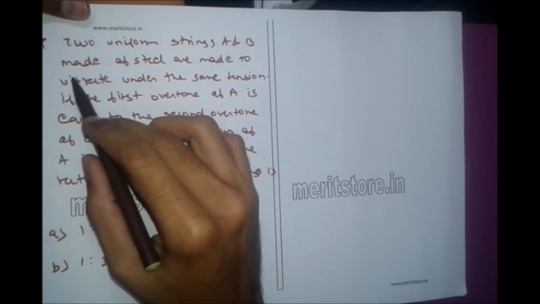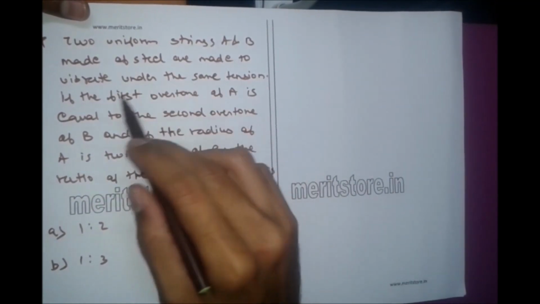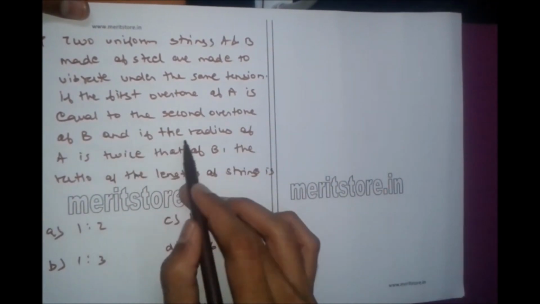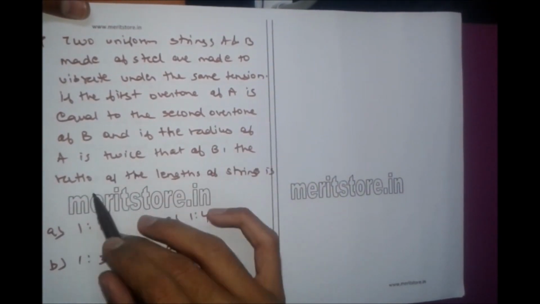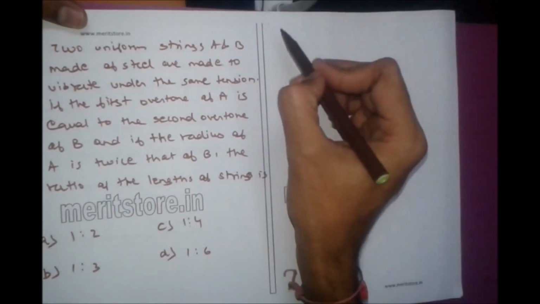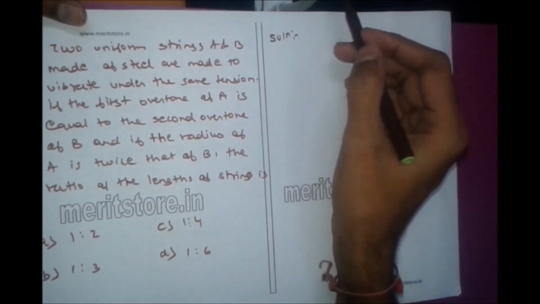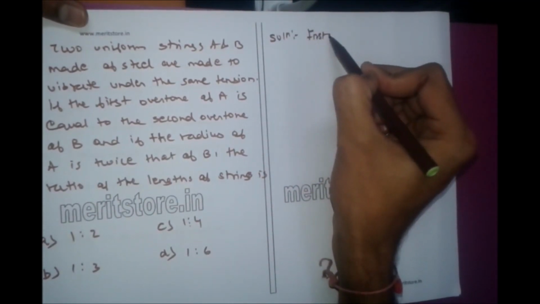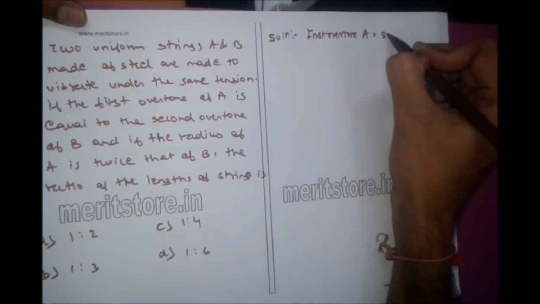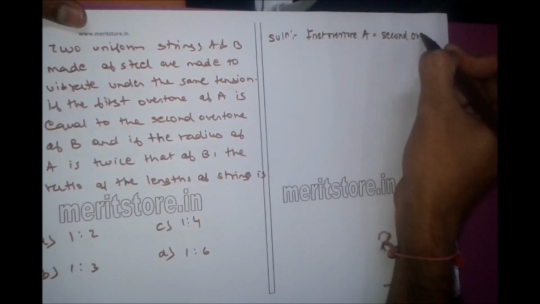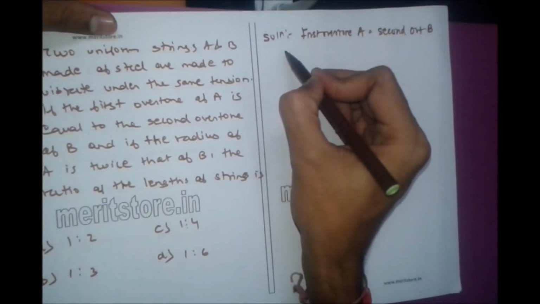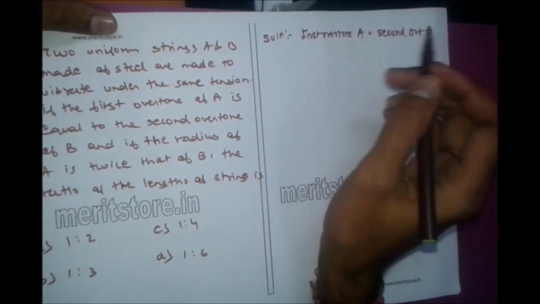Two uniform strings A and B made of steel are made to vibrate under the same tension. If the first overtone of A is equal to the second overtone of B, and if the radius of A is twice that of B, then the ratio of the lengths of the strings is 1:2, 1:4, 1:3 or 1:6. Okay, so we are given the first overtone of A equals the second overtone of B. That means that the second harmonic of A equals the third harmonic of B.